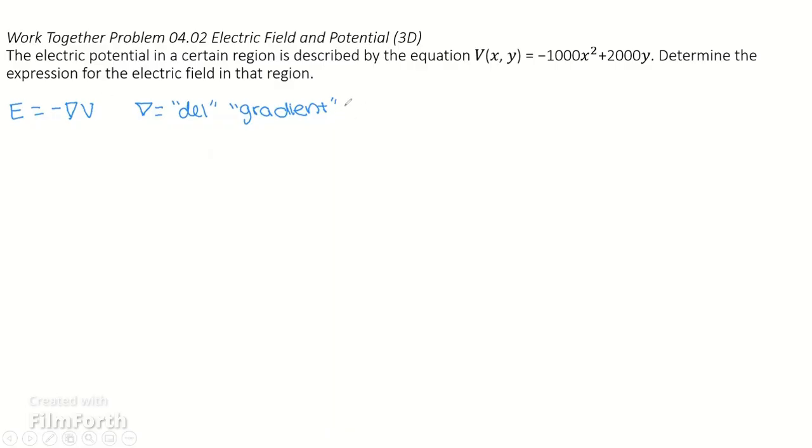And the mathematical definition of this is ∂/∂x i hat plus ∂/∂y j hat plus ∂/∂z k hat. These little curly d's, a lot of people call them dee's, or you can also call them the partial derivative with respect to x. It's used a lot if there are multiple variables in an equation.